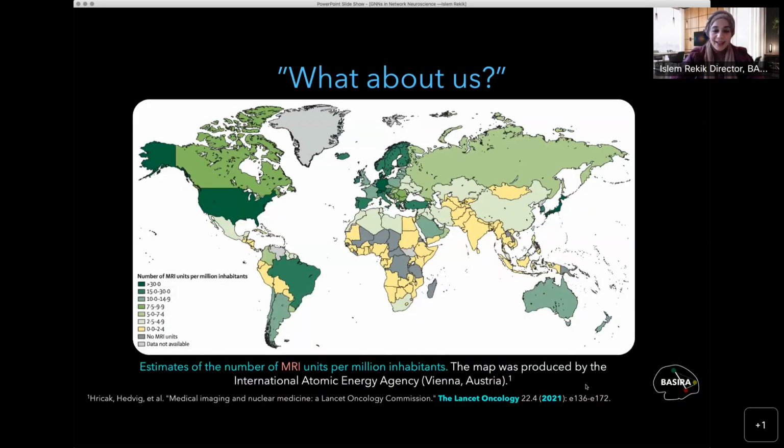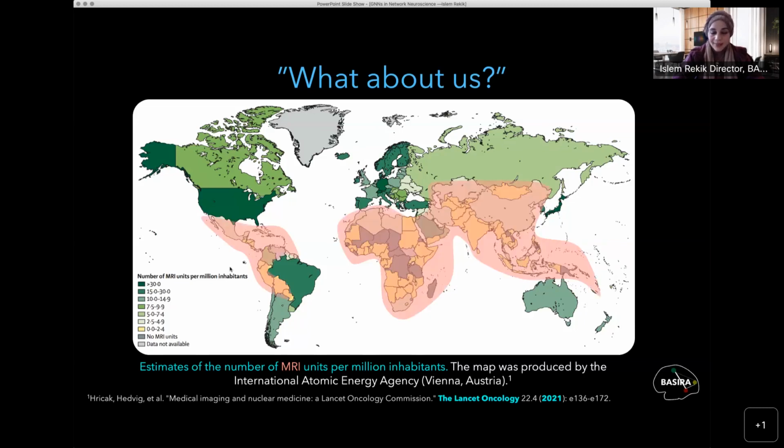However, if you look at this map of the world, which was published in the Lancet Oncology in 2021, what you notice here is the number of MRI units per million inhabitants in each country. And in many of those countries, there is a very dire need of MR scanners. Half of the world here is colored in yellow, which means you have 0 to 2.4 MR scanners in those countries. So 0 means a few of these countries might not even have an MRI scanner at all.